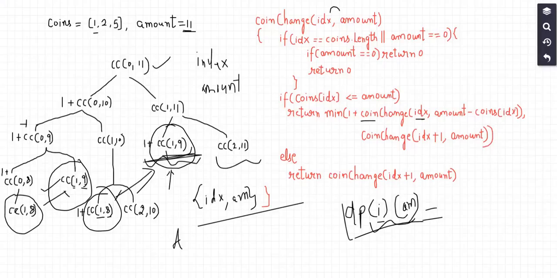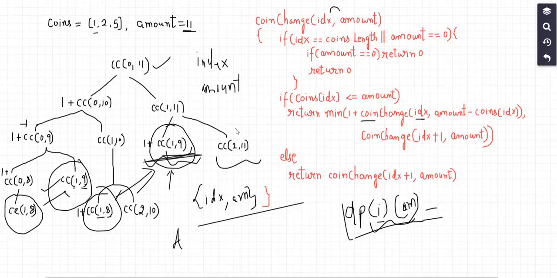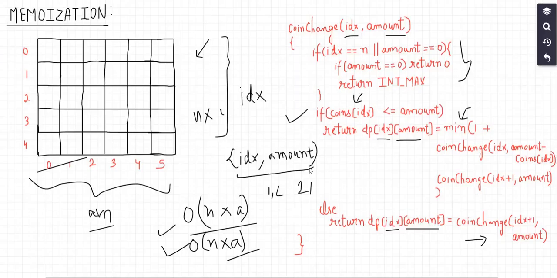Yes, it will work, because the constraints of the problem are: the number of indices, the length of the coins array, goes up to 12, and the amount goes up to 10,000. So 12 into 10,000 will work fine for the judge limit, that is 1 second. Okay, so that's how the memoization works.